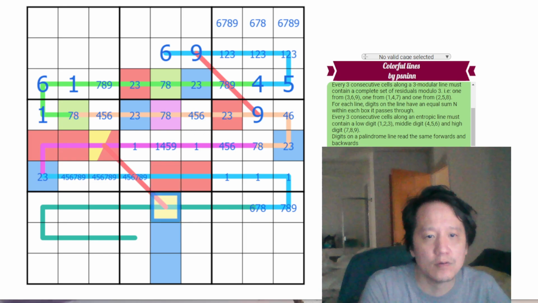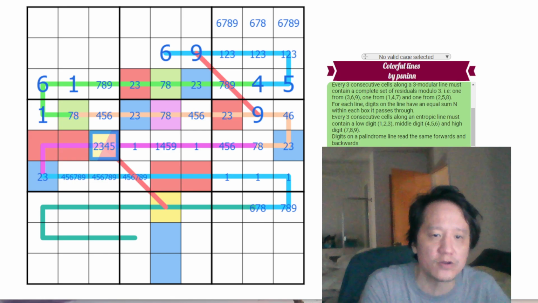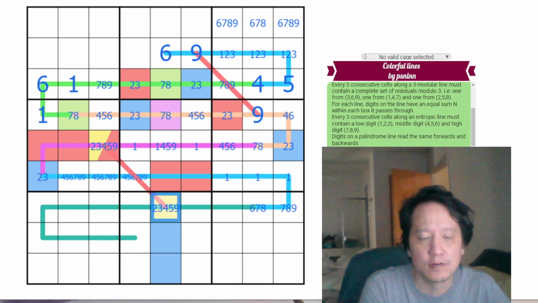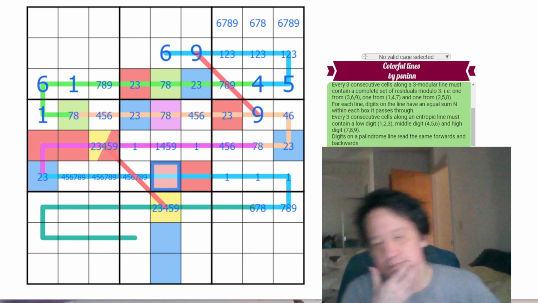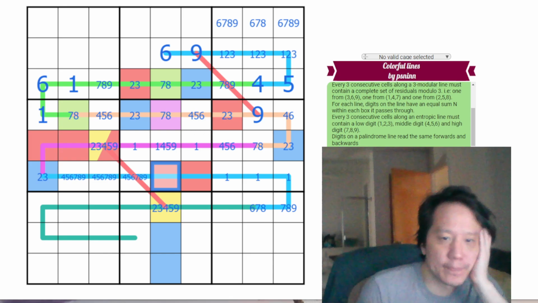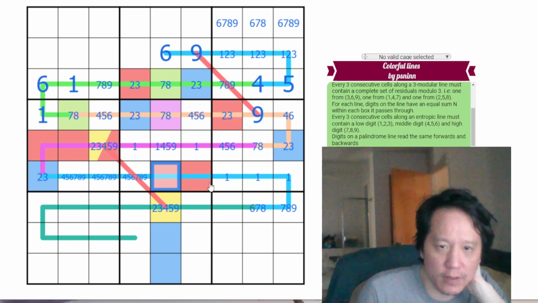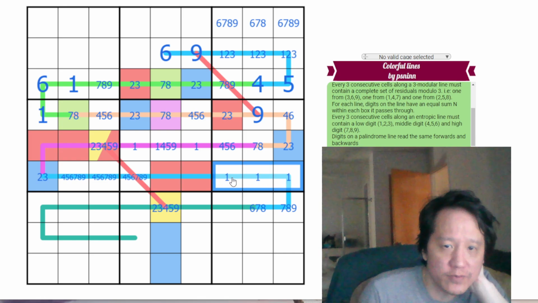Okay. So this sees both 7 and 8. It cannot be 1. It could be 2 or 3. It could be 4 or 5. No 6, no 7, no 8. It could be 9. So this is also 2, 3, 4, 5, or 9. This one we don't know. One of them's here.